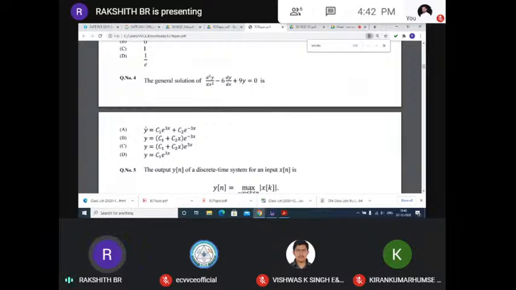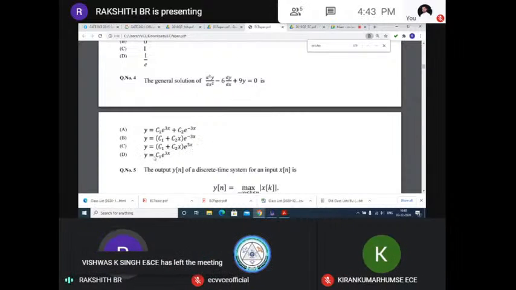And the options are as follows. Option A is y equal to c1 e power 3x plus c2 e power minus 3x. Option B is y equal to c1 plus c2x into e power minus 3x. Option C is y equal to c1 plus c2x into e power 3x. Option D is y equal to c1 e power 3x.